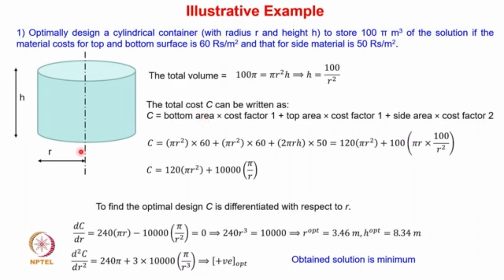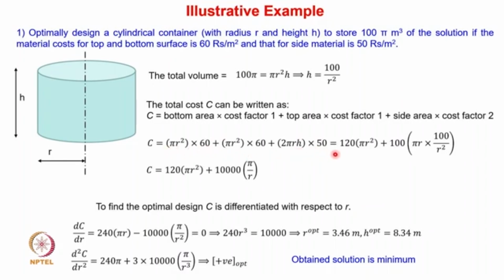So in this case, bottom area will be what? This bottom area, remember this is a cylindrical container, so bottom area will be pi r square. So pi r square multiplied by 60, that will be the cost corresponding to the bottom material. For top material, again the area will be pi r square into the cost corresponding to the top area, that is nothing but 60 again. So pi r square into 60, and this lateral surface area, the side area, that will be nothing but what? 2 pi r h into the cost factor corresponding to it, 50 rupees per meter square. So this entire sum is going to give us the total cost.